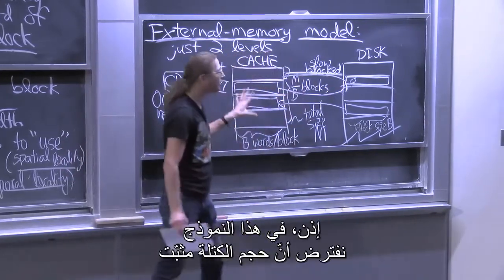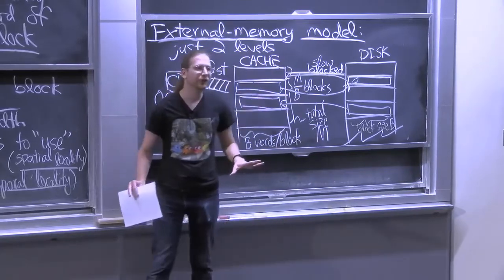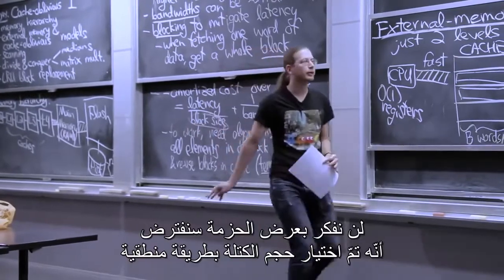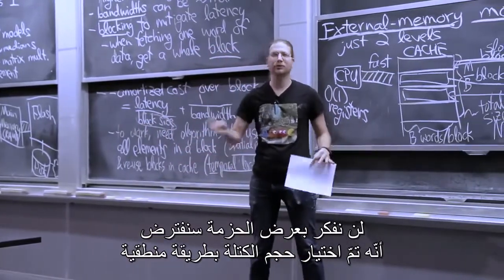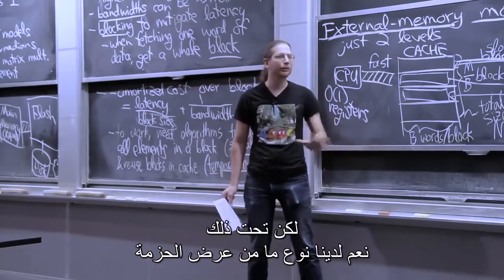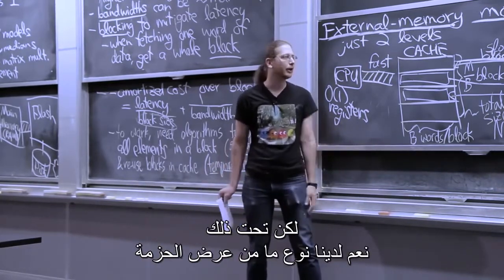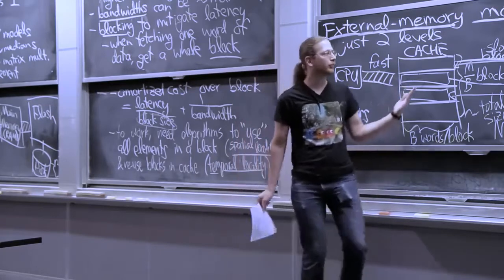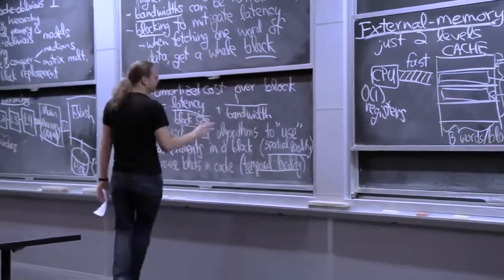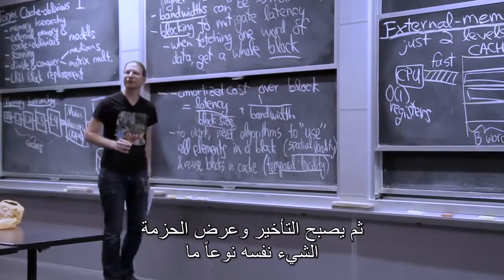And so in this model, we're assuming the block size is fixed. And then latency versus bandwidth, we're not going to think about bandwidth. We're assuming the block size has been chosen in some reasonable way. And then all we need to do is count the number of blocks. But underneath, yeah, you have some kind of bandwidth. Presumably you've set the block size to make these two things roughly equal.